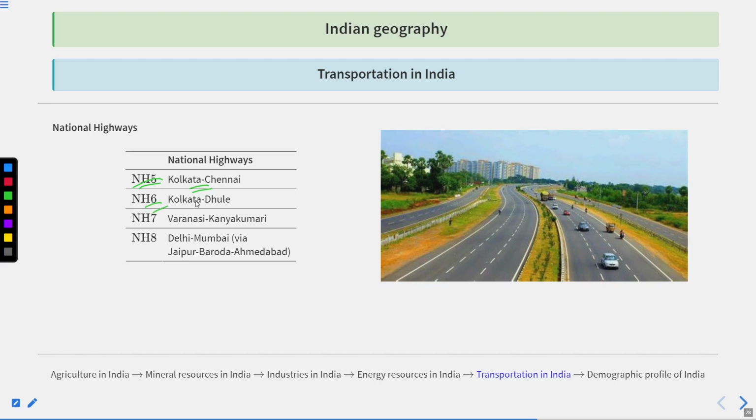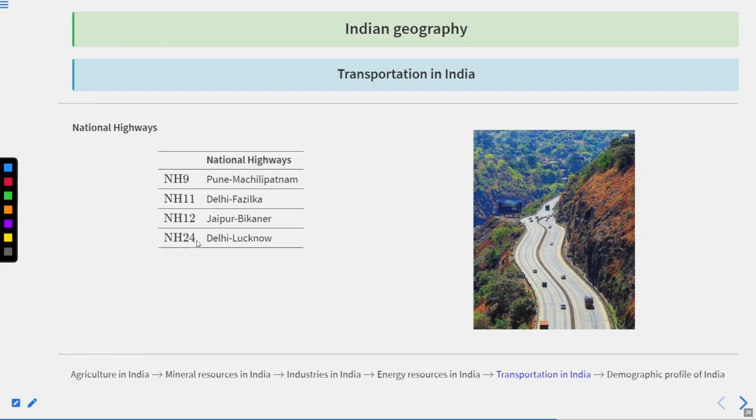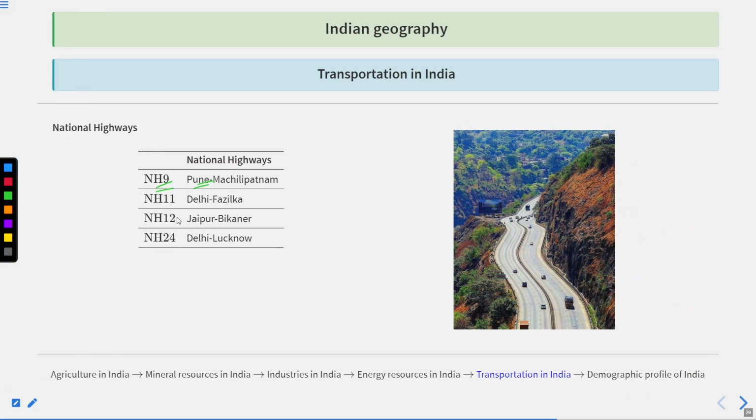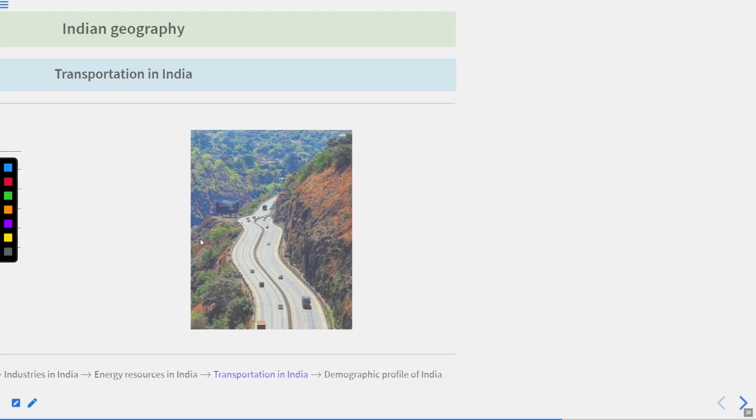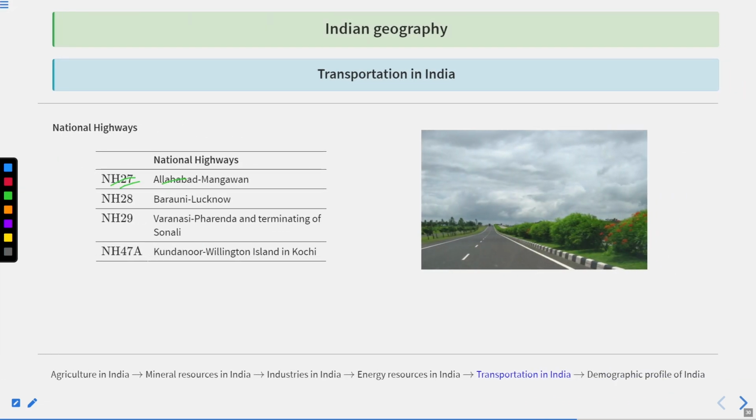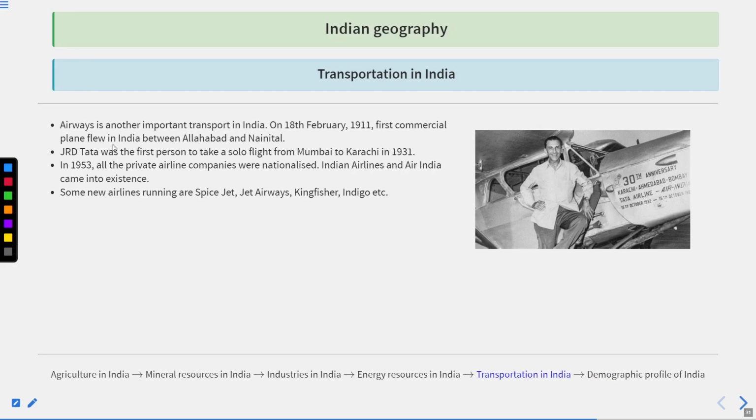NH5: Kolkata, Chennai. NH6: Kolkata, Dhule. NH7: Varanasi, Kanyakumari. NH8: Delhi, Mumbai via Jaipur, Baroda, Ahmedabad. NH9: Pune, Machilipatnam. NH11: Delhi, Fazilka. NH12: Jaipur, Bikaner. NH24: Delhi and Lucknow. NH27: Allahabad, Mangawan. NH28: Barauni, Lucknow. NH29: Varanasi, Ballia. NH47A: Kundannur, Willingdon Island in Kochi.